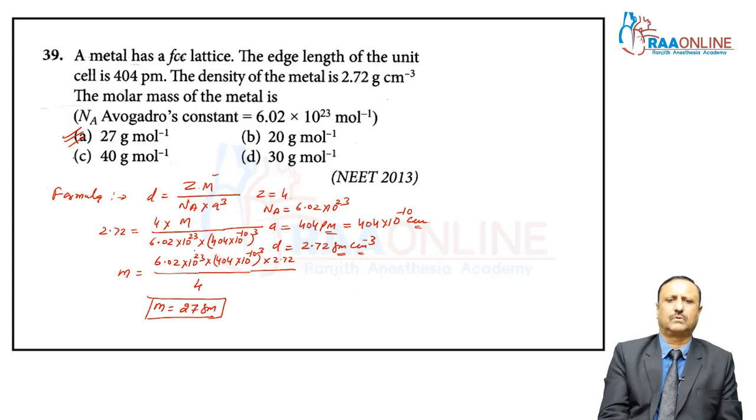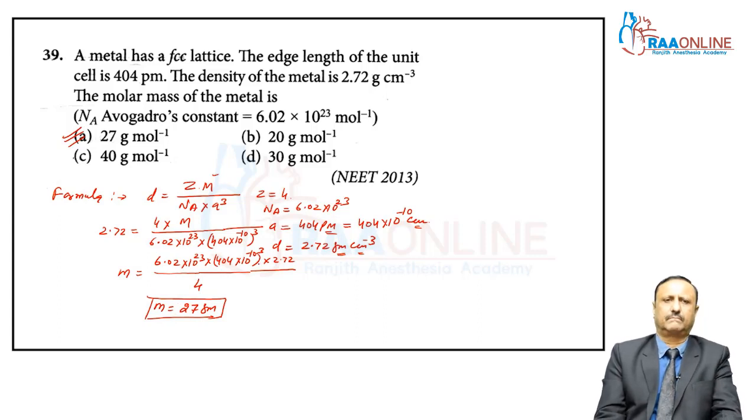In this solve, only multiplication and division are there. Multiply all the quantities, 10 to the power 23 and 10 to the power minus 30. The 10 to the minus 10 and 10 to the minus 30 you can cancel with each other, and finally you can get this quantity, multiply and get the answer. The answer is, my dear students, 27 gram.